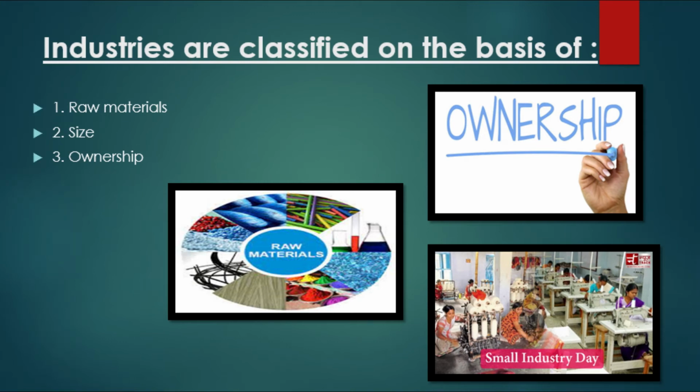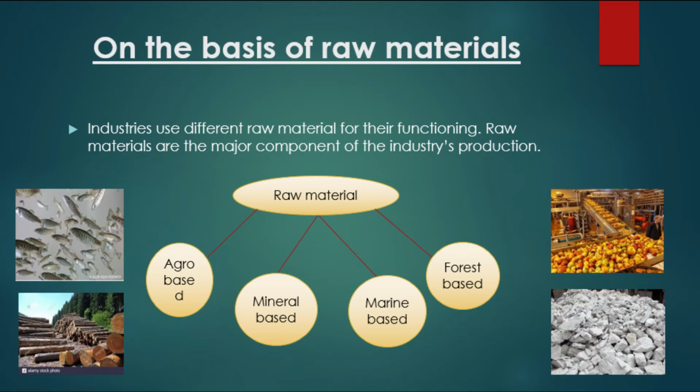First one is raw material, second is size, and the third one is ownership. It basically means that industries can be classified on the basis of raw material, size, and ownership. Let's learn about them one by one. So, industries use different raw materials for their processing. These industries are totally dependent on these raw materials. Raw materials can be of different types like agro-based, mineral-based, marine-based, and forest-based. So, we can differentiate industries on the basis of the raw materials that they are using.